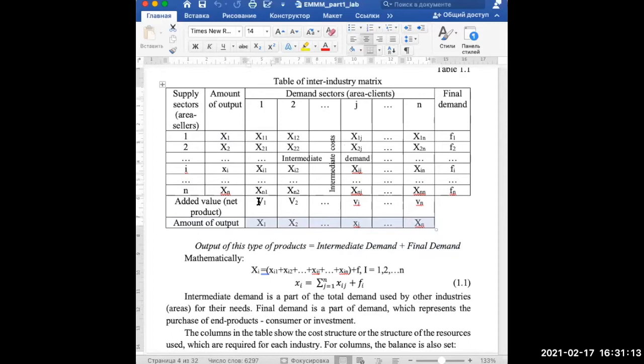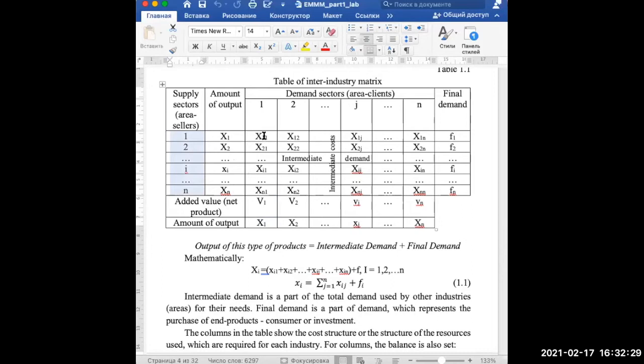So when we talk about producing some products or some goods, we need to buy raw materials. But what does it mean? We need to use raw materials. It means that we need to buy these raw materials. Who are our suppliers of these raw materials? It is other branches.